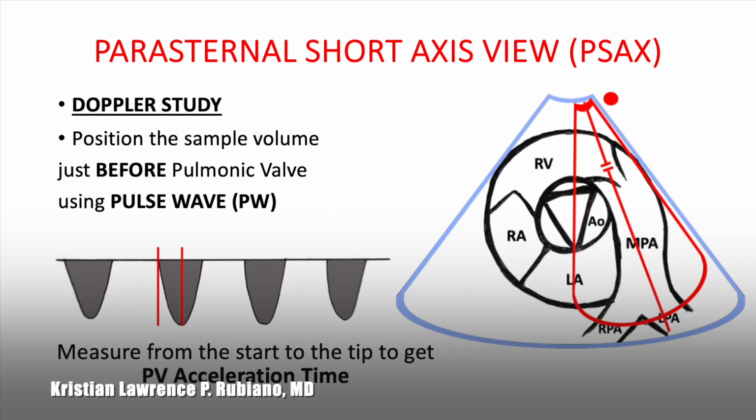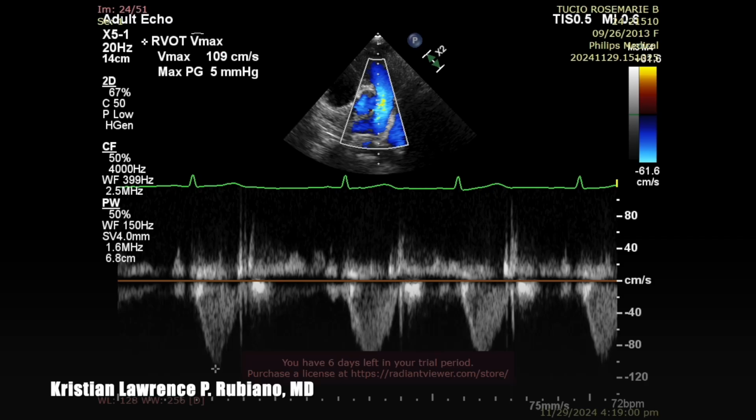we now proceed with Doppler studies at the parasternal short-axis view at the aortic plane, placing the Doppler cursor just before the pulmonic valve, then use pulse wave to get the RVOT Vmax by measuring up to the tip and later to measure the pulmonary acceleration time in this way.